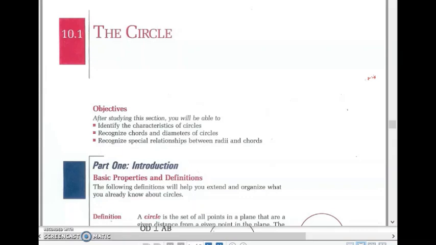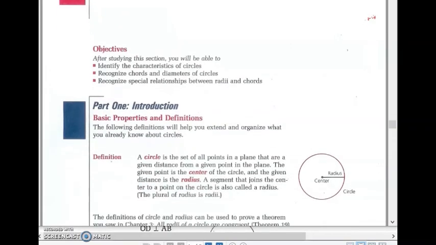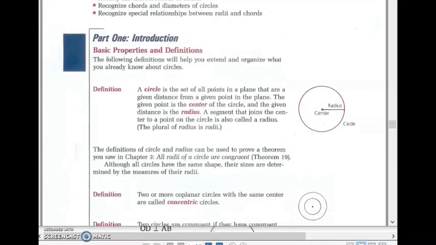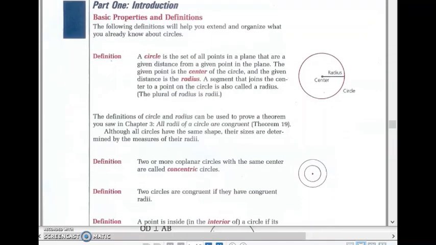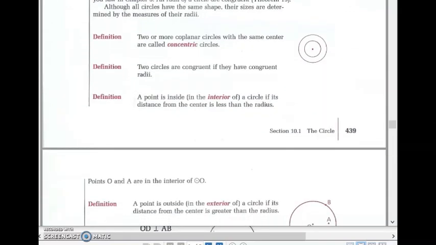Hi, in 10.1, there are 3 objectives: identifying characteristics of circles, recognizing chords and diameters, and recognizing the special relationships between radii and chords. By definition, a circle has a center point, and the circle itself is the set of all points that are equidistant from that center.